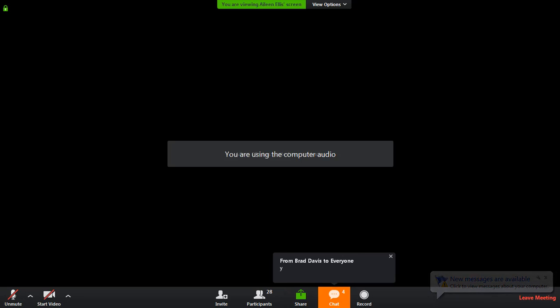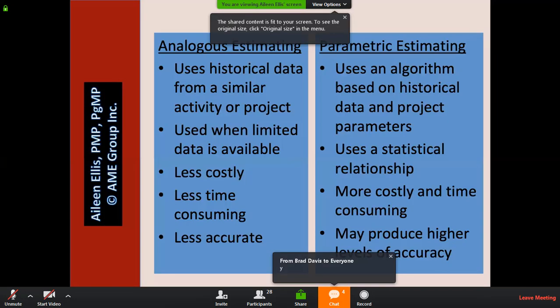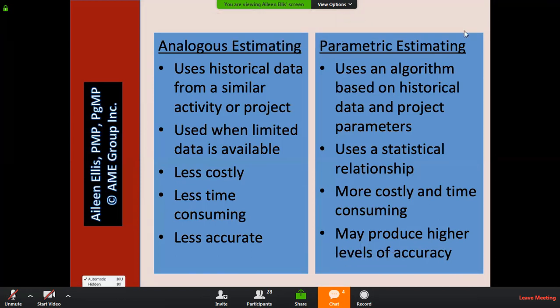So just a reminder for the exam, you really need to understand analogous versus parametric. Analogous often focuses on one past project or one past activity. Parametric, we're using an algorithm.